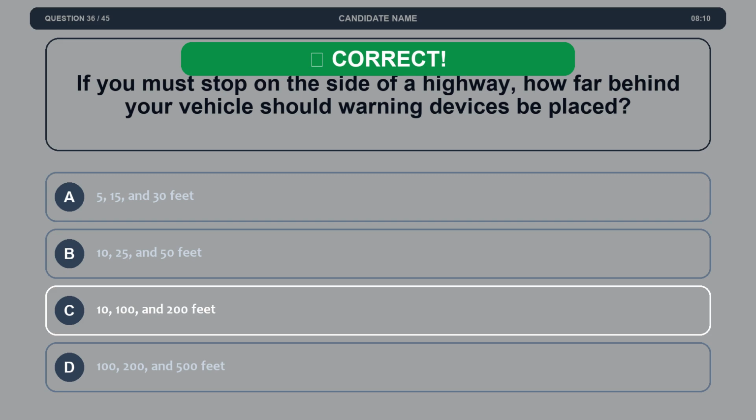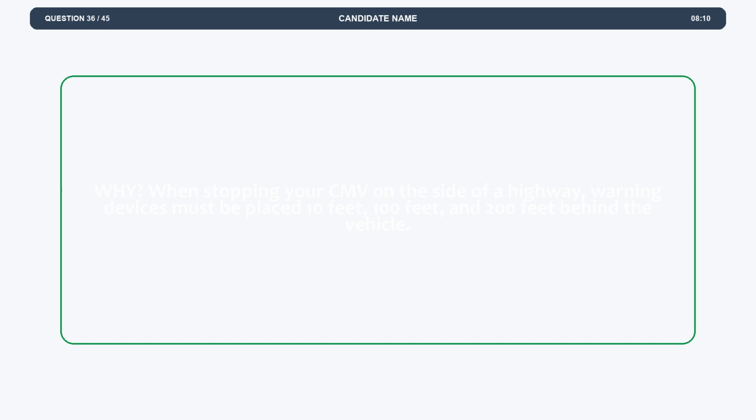The correct answer is option C, 10, 100, and 200 feet. Explanation. When stopping your CMV on the side of a highway, warning devices must be placed 10 feet, 100 feet, and 200 feet behind the vehicle.